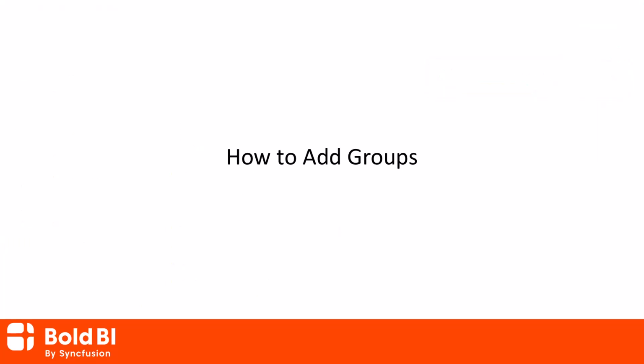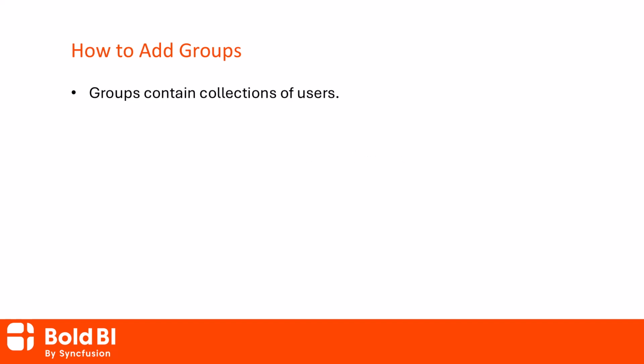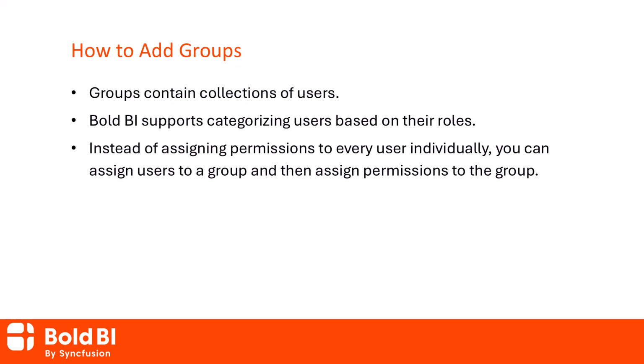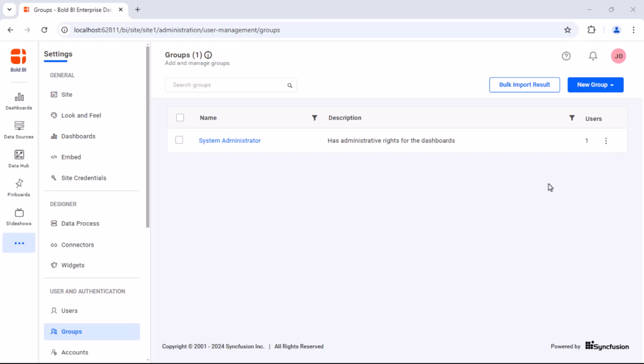Now let's add a group. Groups are collections of users. Bold BI provides an option to categorize users based on their roles. Instead of assigning permissions to every user individually, you can assign users to a group and then assign permissions to the group. To create a new group, move to the Groups page.